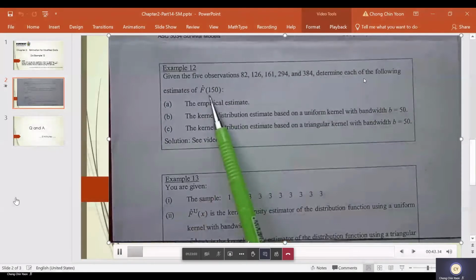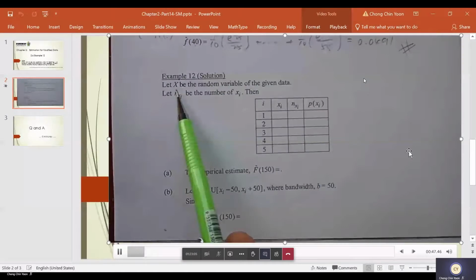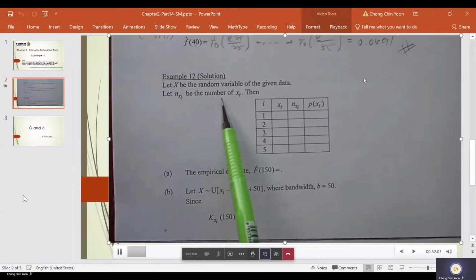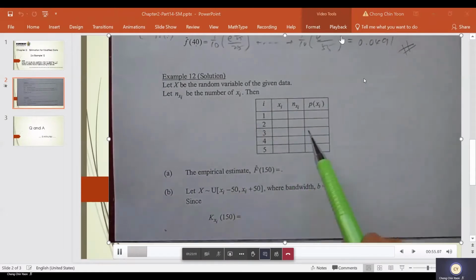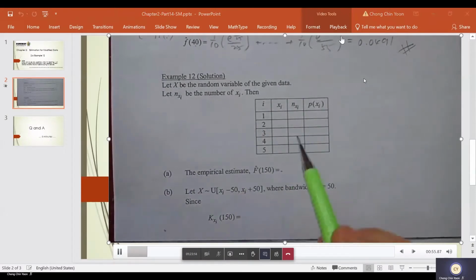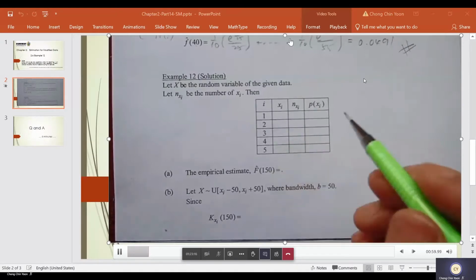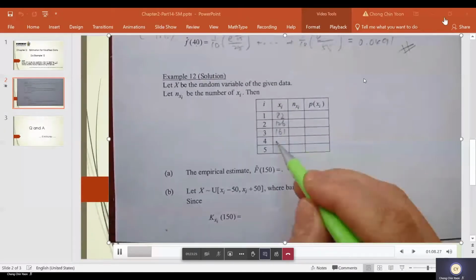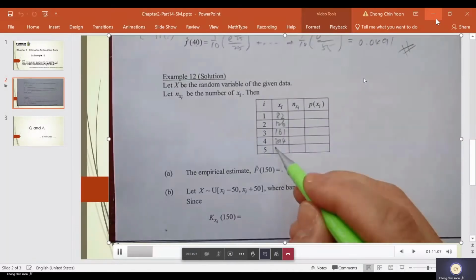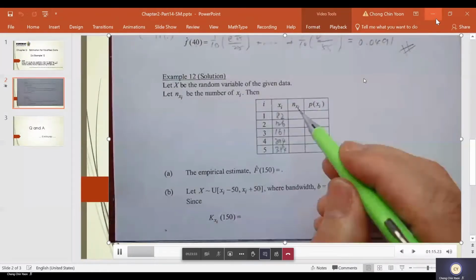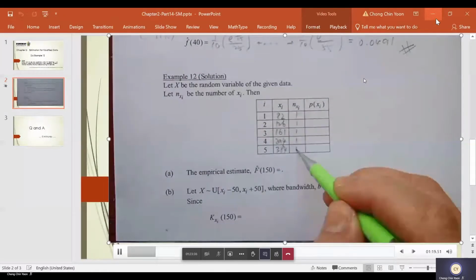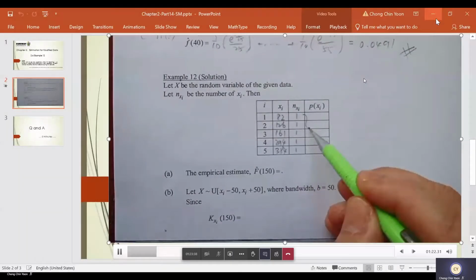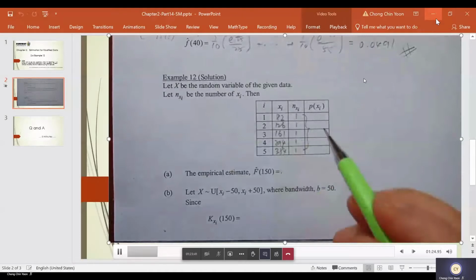Solution for example 12. Let X be the random variable of the given data. Let n(xi) be the number of xi. Then we have the following. So we try to place all the data given, which is 82, 126, 161, 294, and the last is 384. So the frequency of all the data is 1. Therefore, the probability of each observation here is 1 over 5.